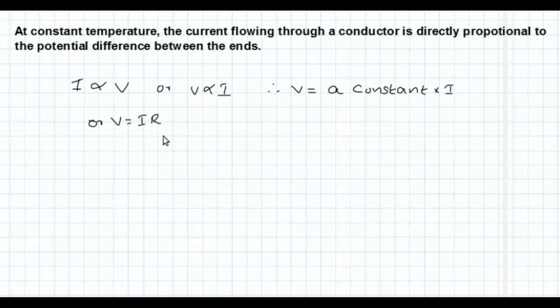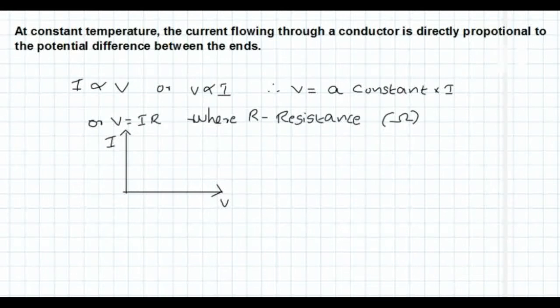That means this R is the constant, or R is the constant of proportionality, and R is called resistance of the circuit. The unit of this resistance is ohm, and this is the symbol of the ohm.